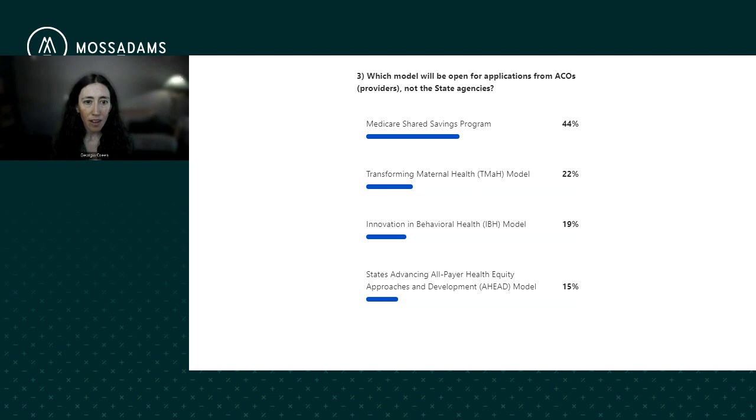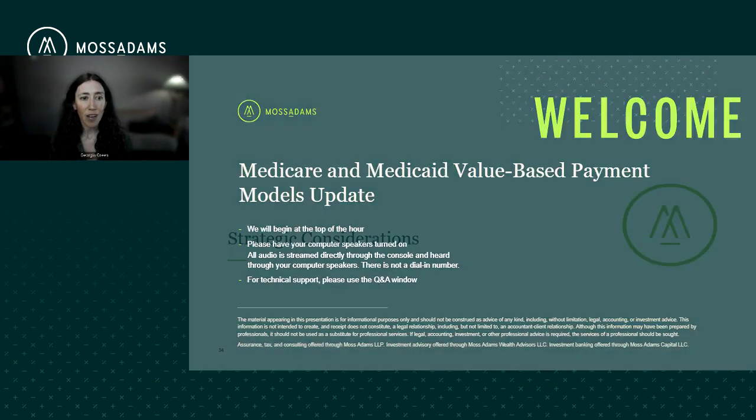Okay, so we got another correct answer here on our poll, where the Medicare Shared Savings Program is what is open to applications from ACOs or providers and not the states. So it's really the states that are applying for TMA, AHEAD, and the IBH model right now. Okay, we'll keep going.